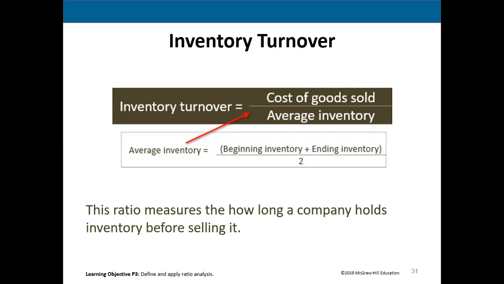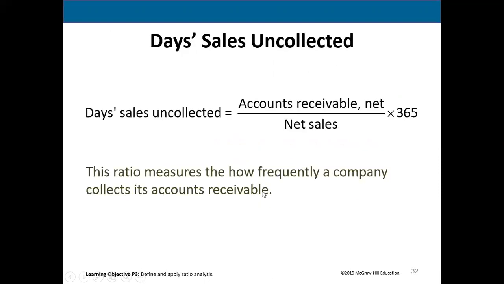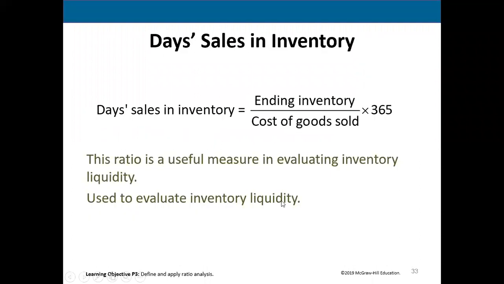The average for the industry, guys, 7. So Apple knows how to sell their inventory, don't they? They're very good at it. Now, day sales in inventories is kind of like day sales uncollected for accounts receivable. We take the ending inventory balance divided by cost of goods sold times 365 days.